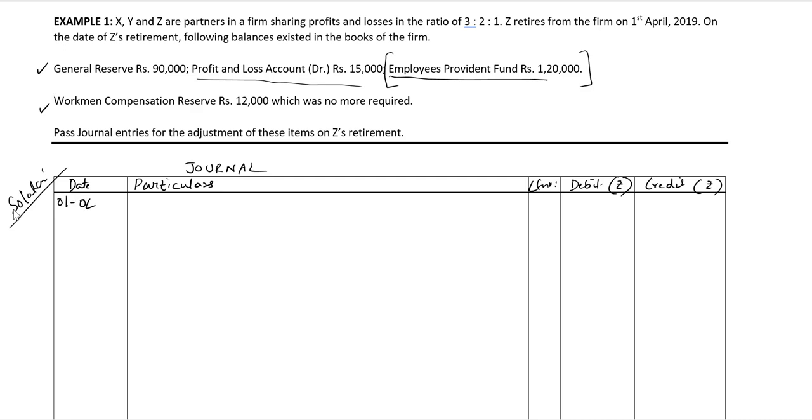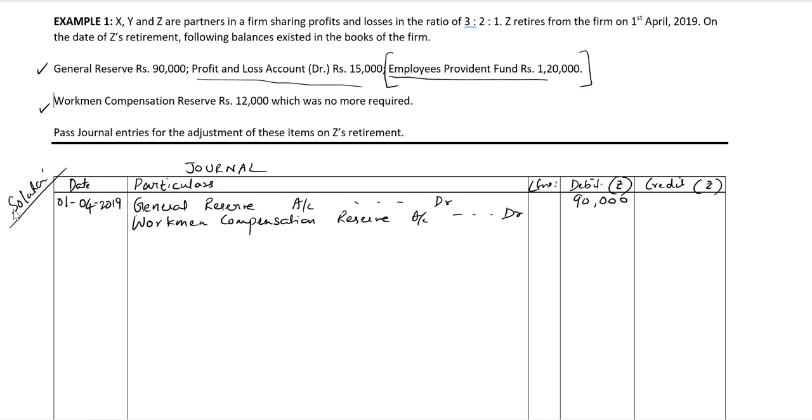Date: 1st April 2019. General reserve account debit, Rs 90,000 to be distributed. Workmen compensation reserve account debit, 12,000. Total 1,02,000. We'll distribute this among X, Y and Z in 3:2:1.